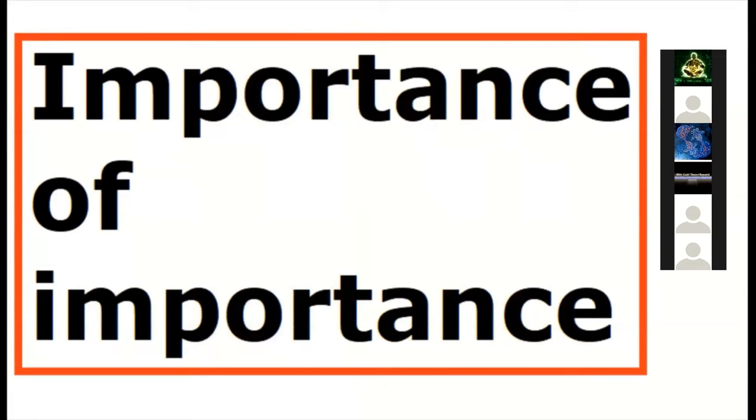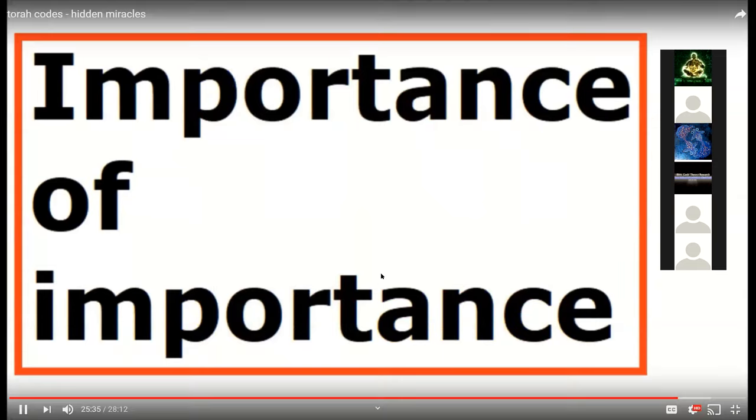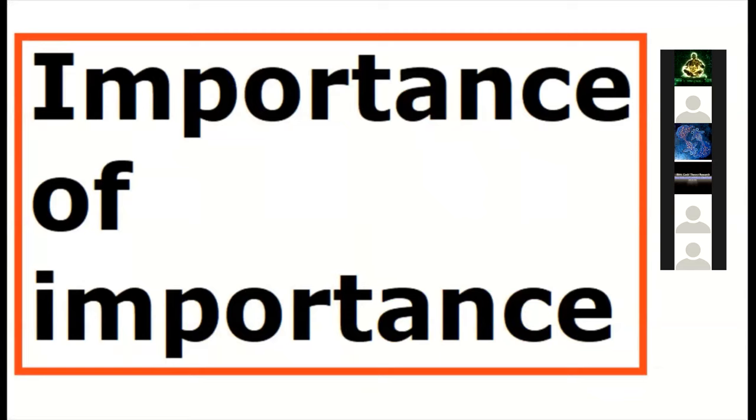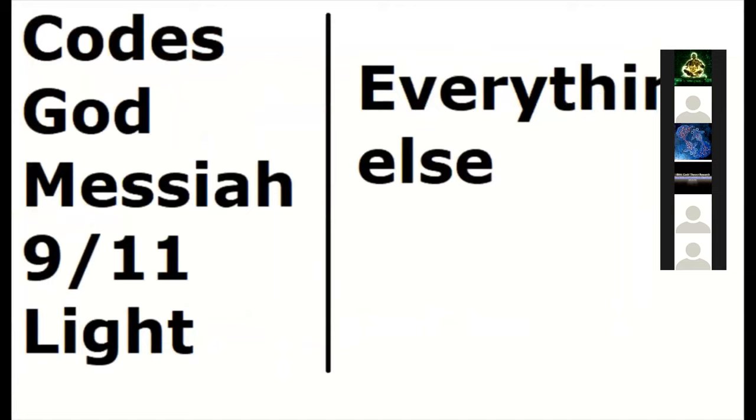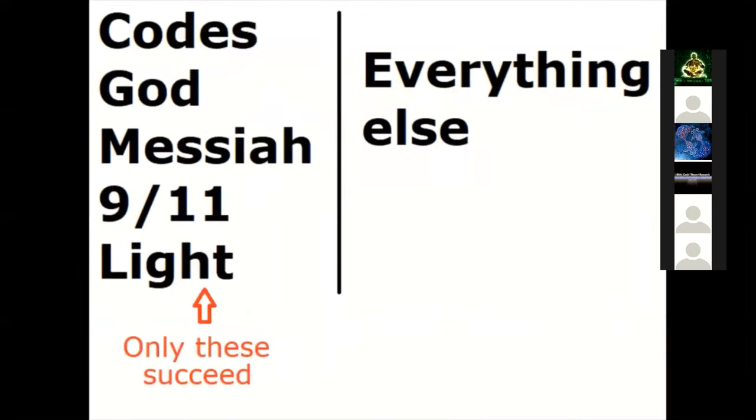But notice something else. We've been looking at really important things. Why do we do that? Because the question could arise, well, what happens if you look at thousands of topics, you're going to eventually find something interesting. But look at what we've just been doing. We've been looking at codes about God, codes about Mashiach, codes about one of the biggest news stories in the last few decades, 9/11, codes about light. So these are top importance. And what if only these things succeeded and everything else failed? It's still interesting because the most important things are encoded.